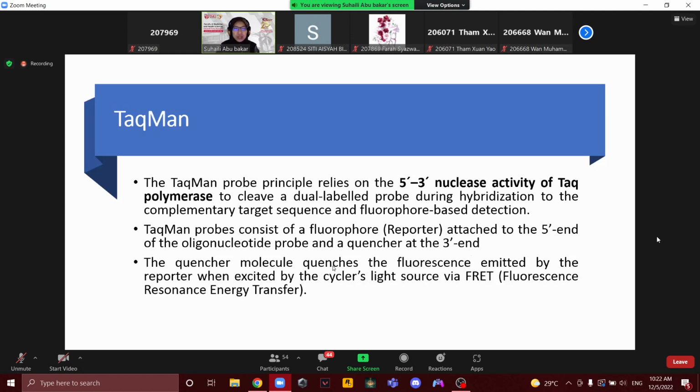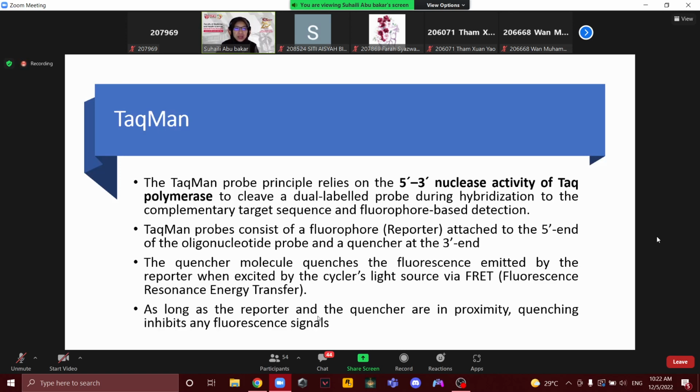So the quencher molecule quenches the fluorescence emitted by the reporter when excited by the cycler's light source via FRET. What's FRET? Fluorescent resonant energy transfer. As long as the reporter and the quencher are in proximity, quenching inhibits any fluorescent signal. This is the principle behind the TaqMan probe.